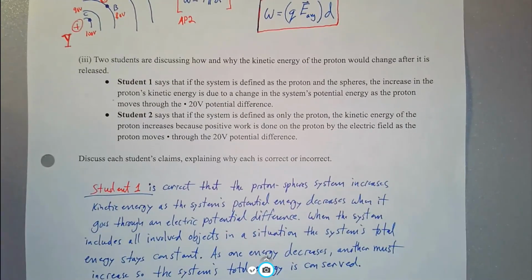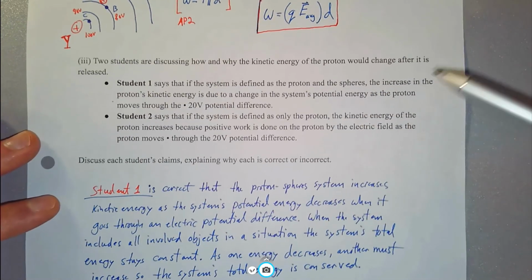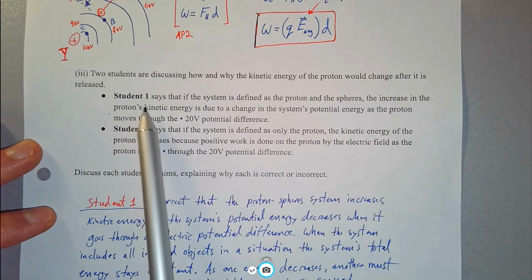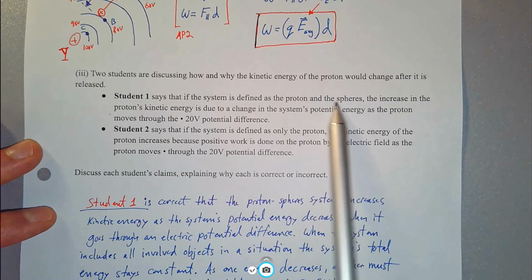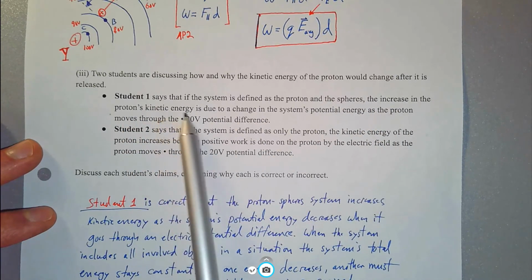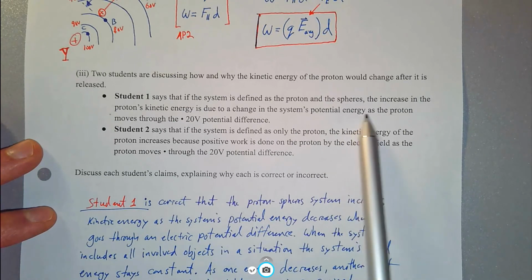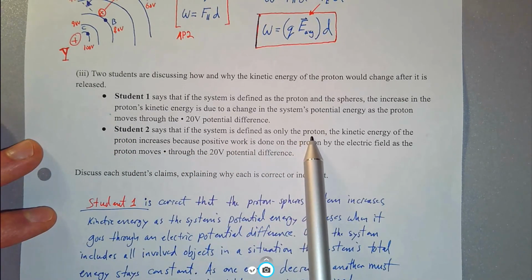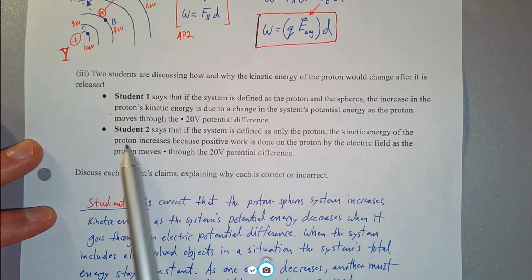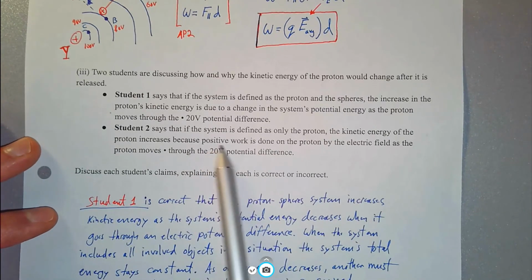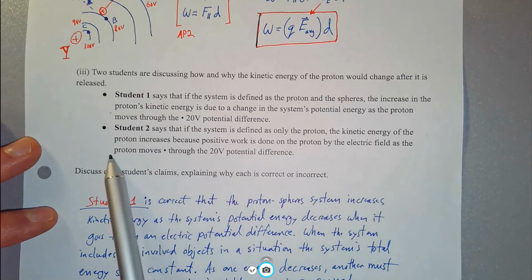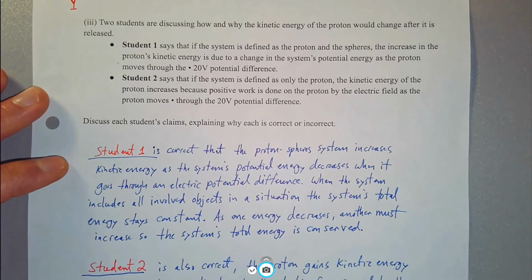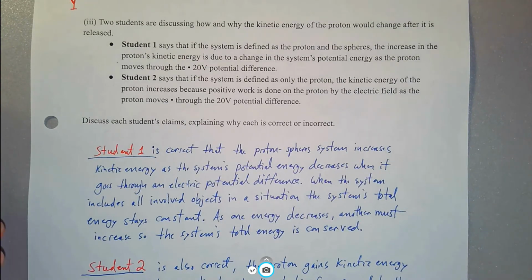All right, last part is getting us to think about the correctness or incorrectness of some statements about what's going on. So two students are discussing how and why the kinetic energy of the proton would change after it is released. Student 1 says that if the system is defined as the proton and the spheres, the increase in the proton's kinetic energy is due to a change in the system's potential energy as the proton moves through the 20-volt potential difference. Student 2 says that if the system is defined as only the proton, so it does not include the spheres, the kinetic energy of the proton increases because positive work is done on the proton by the electric field as the proton moves through the 20-volt potential difference. So it says discuss each student's claims, explaining why each is correct or incorrect. So it doesn't tell us what is correct or incorrect about that. We have to make that decision and explain why.